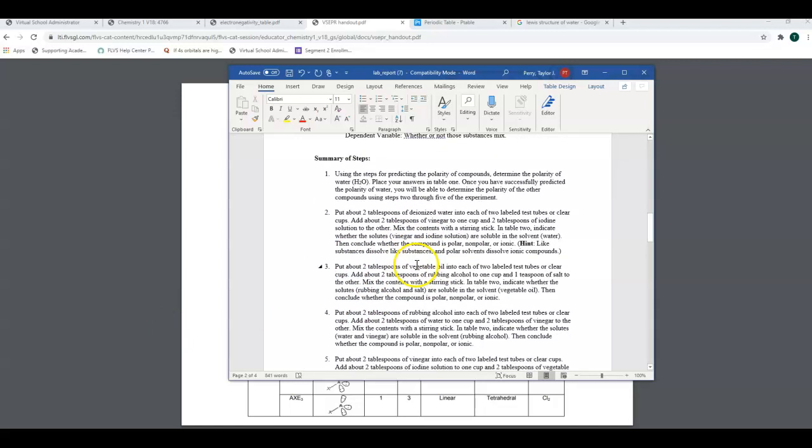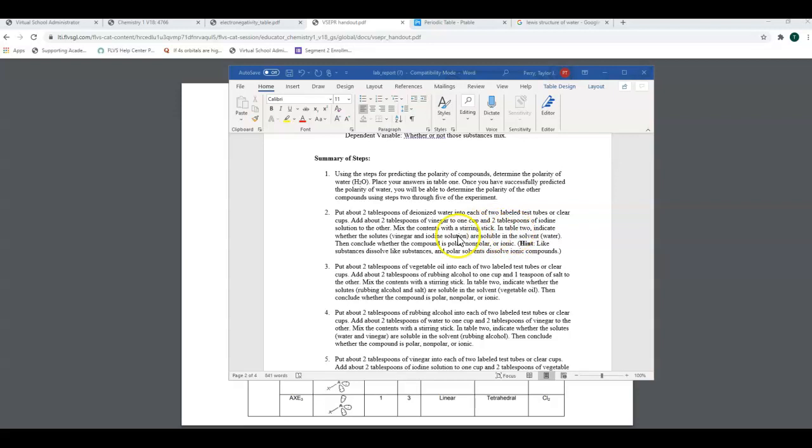Okay, this is where it gets kind of ridiculous. Now you have to start mixing a bunch of things together to determine their polarity. So let's work on that. Okay, so step 2 says put about 2 tablespoons of deionized water into each of 2 labeled test tubes or clear cups. Okay, add 2 tablespoons of vinegar to 1 cup and 2 tablespoons of iodine solution to the other. Mix the contents with a stirring stick.